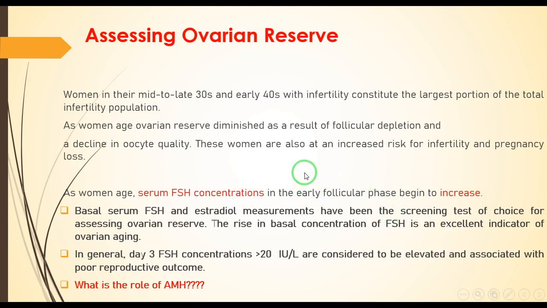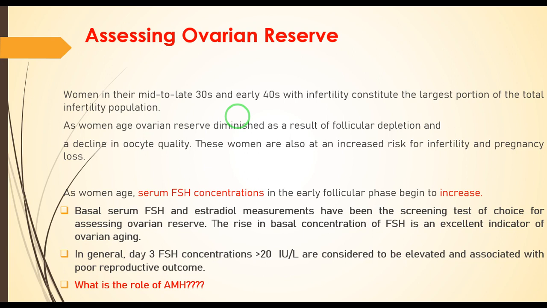How can we use hormonal analysis to assess the ovarian reserve? One of the causes of infertility is a decline in the oocyte quality and number, the quality and quantity of the oocyte. This usually occurs in females in their mid to late 30s and early 40s. So in this condition, we can measure certain hormones to give us an idea about whether the ovarian reserve is functioning well or not.